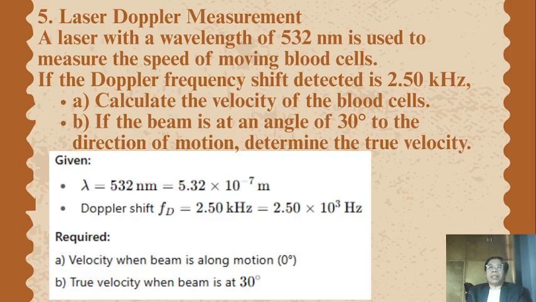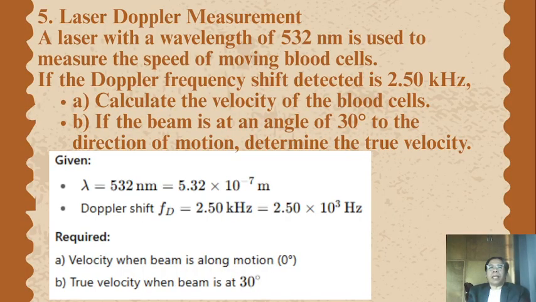Number 5, laser Doppler measurement. A laser with a wavelength of 530 nanometers is used to measure the speed of moving blood cells. If the Doppler frequency shift detected is 2.5 kilohertz, calculate the velocity of the blood cells. If the beam is at an angle of 30 degrees to the direction of motion, determine the true velocity.